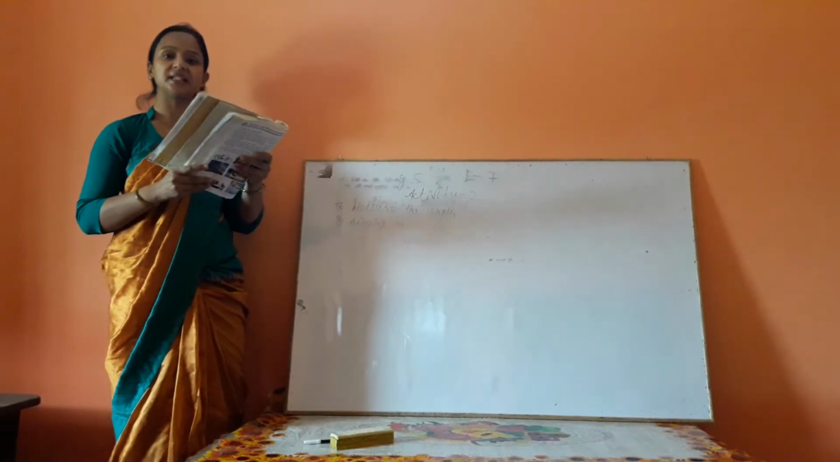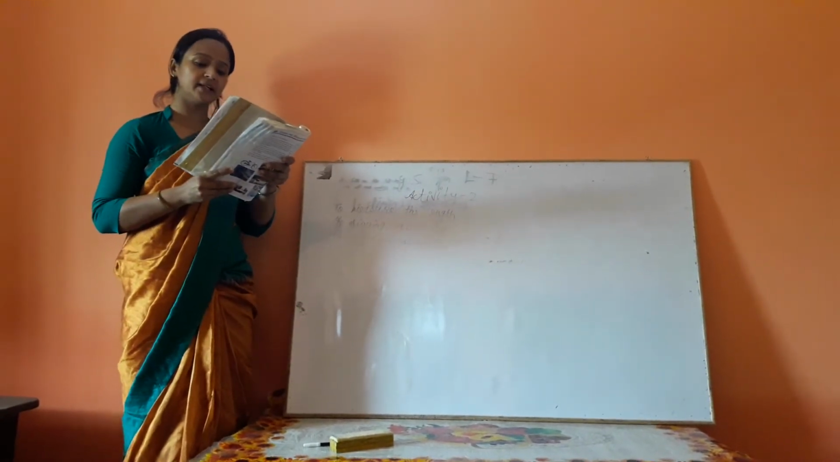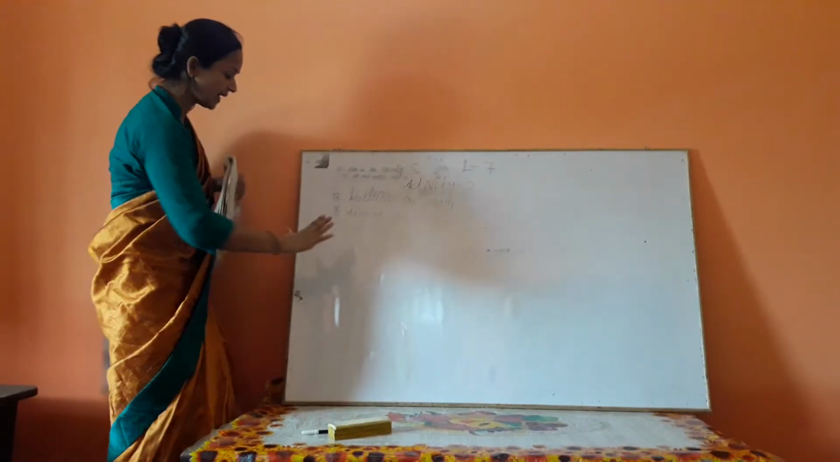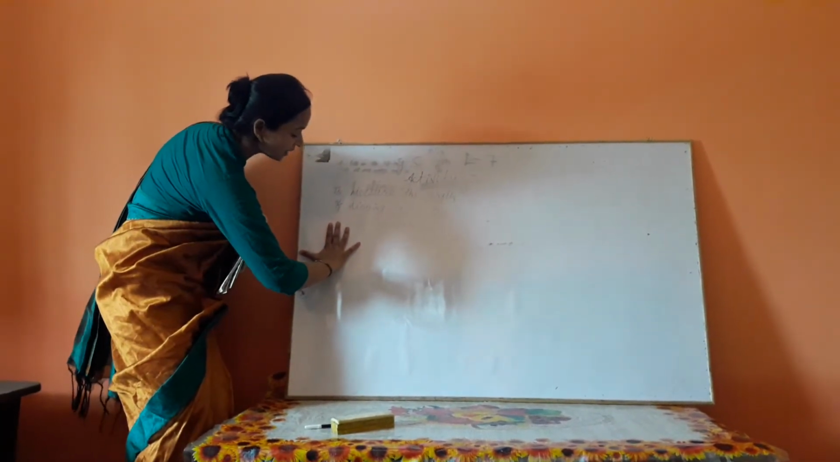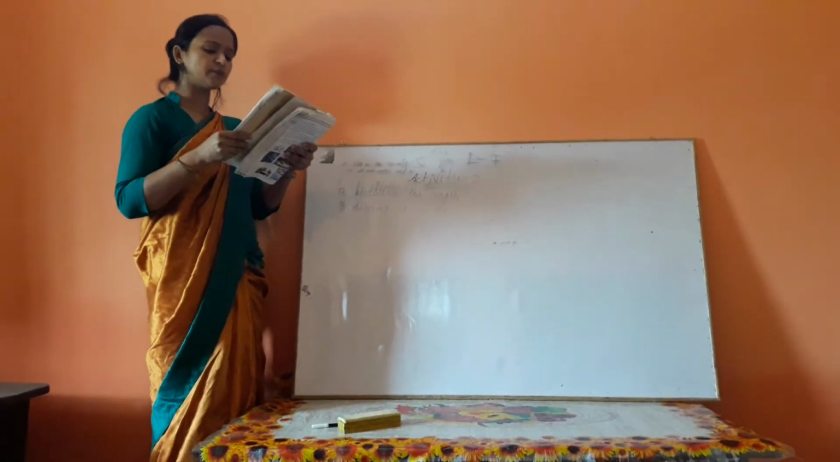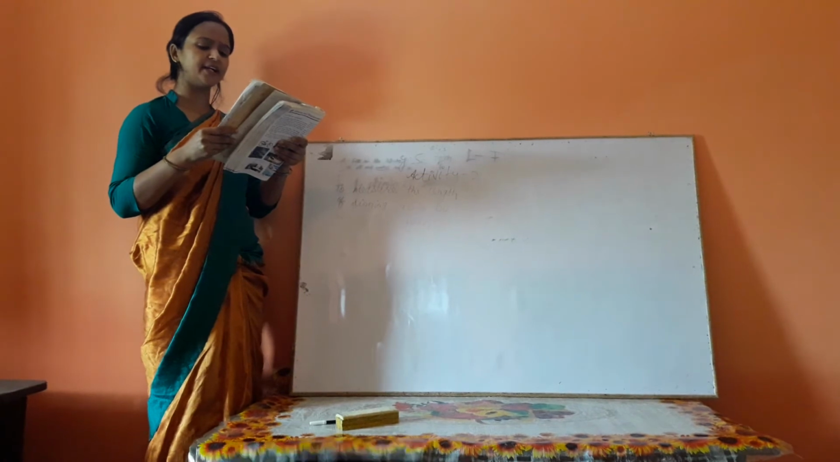What is the method? We will discuss the method. Take one hand span as the unit of measure of length. Like this, we will take one hand span like this. Then measure the length of the table by using the hand span and record it.